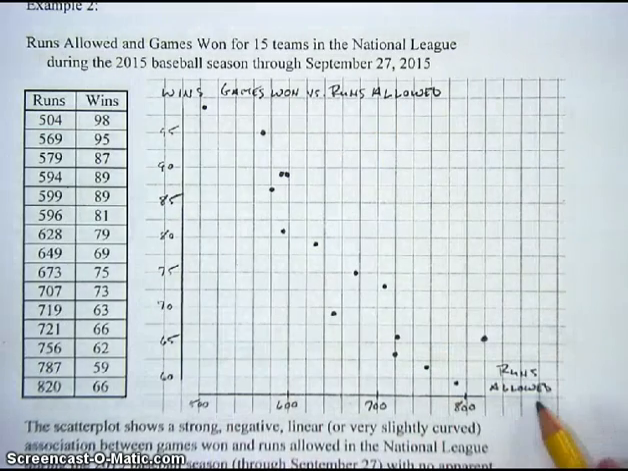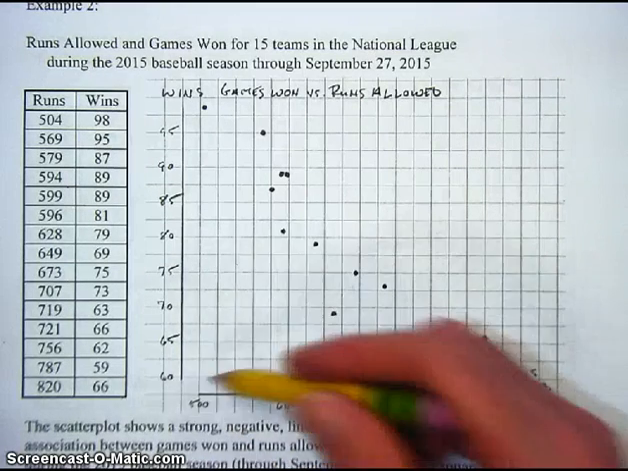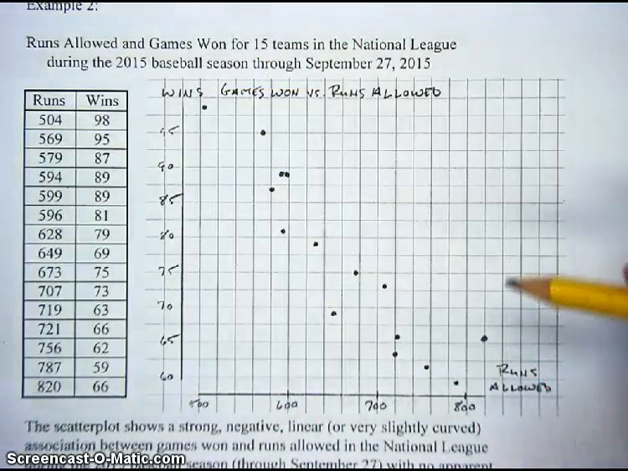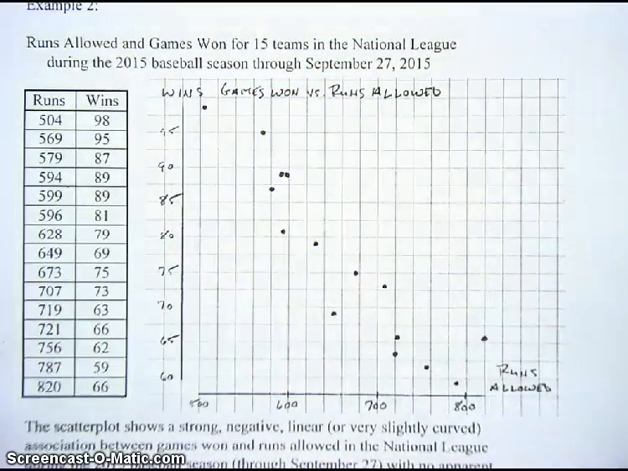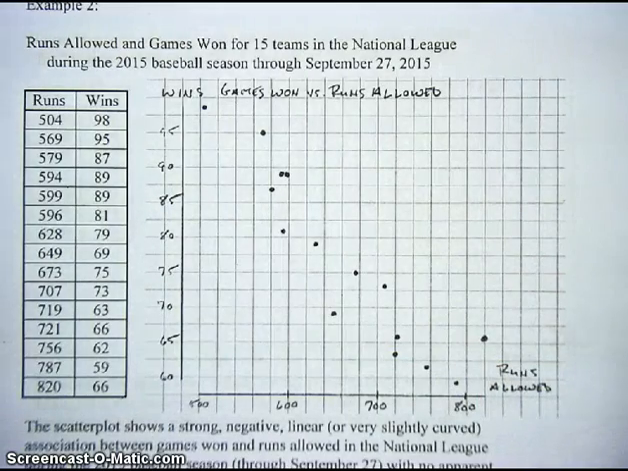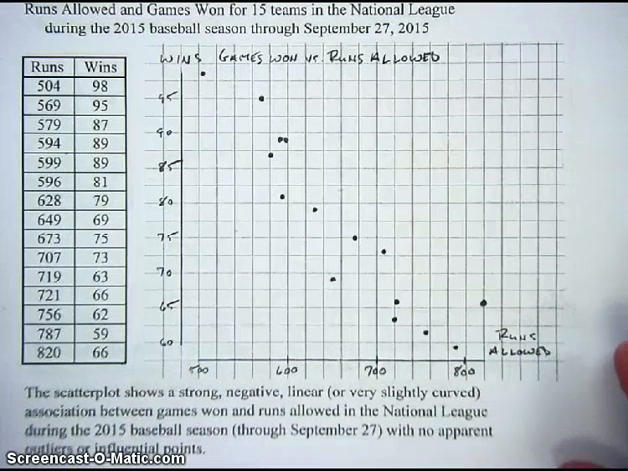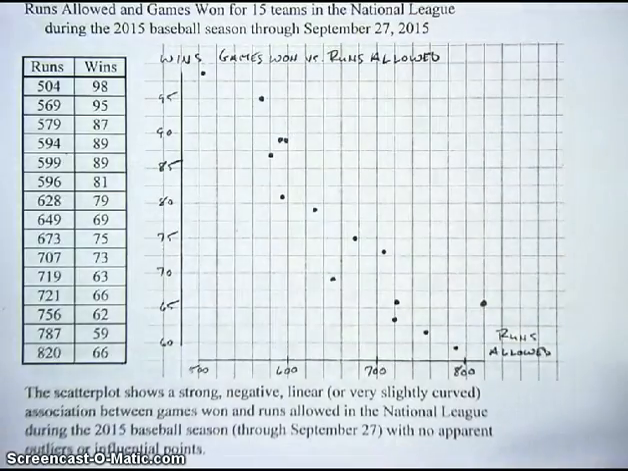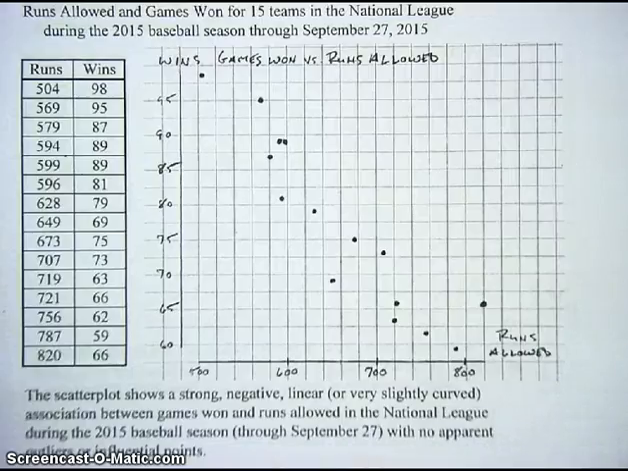I have runs allowed on the horizontal axis, which runs from about 500 to 820. And then I have wins on the vertical axis, which runs from about 59 up to about 98. And here are the points that I plotted in my scatter plot. And this scatter plot shows a strong negative linear, or very slightly curved perhaps, association between games won and runs allowed in the National League during the 2015 baseball season through September 27th, with no apparent outliers or influential points.